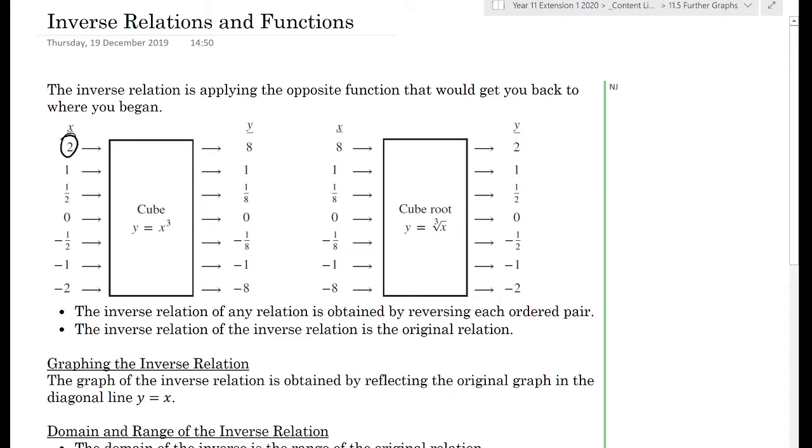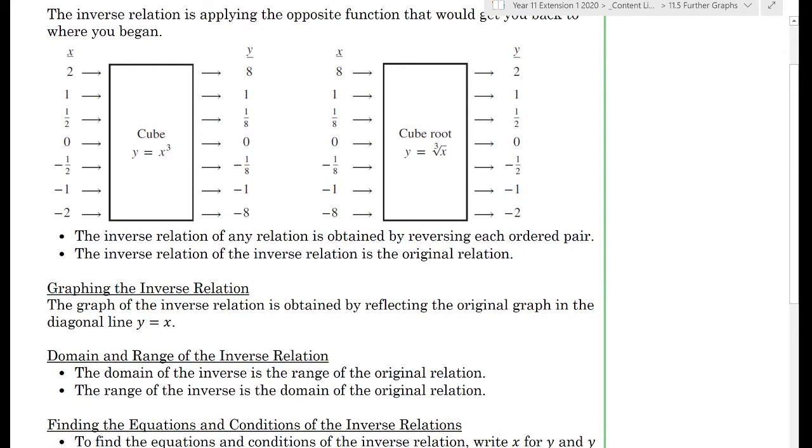If I put a number into the cube, like 2, then the output I get is 8. Now if I take that output and treat it as my input and put it into the inverse, then I should get back what I started. So 2 goes in, 8 comes out, 8 goes in, 2 comes out. That needs to work for every single value, no matter what. And when it does, it's called the inverse. So it's pretty easy, the idea anyway.